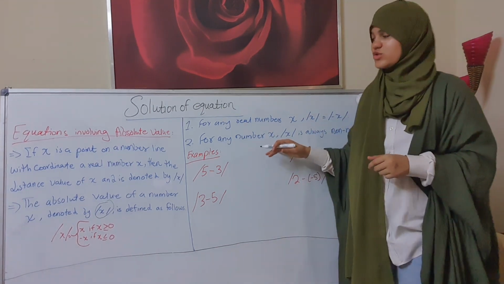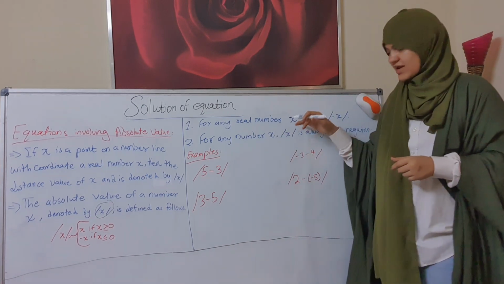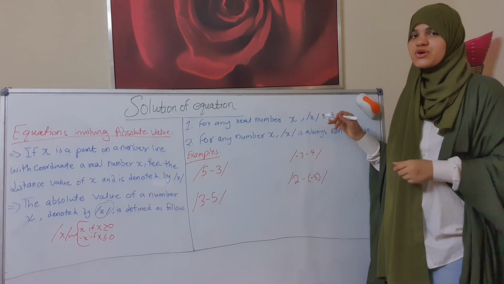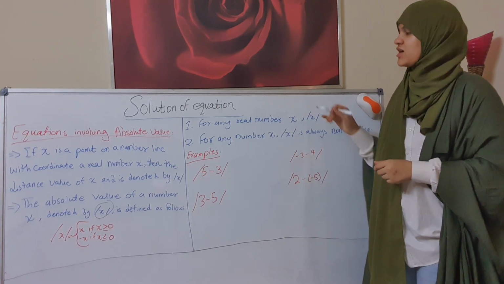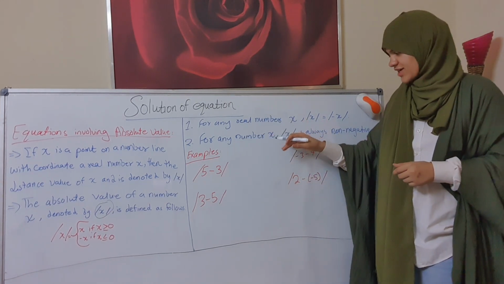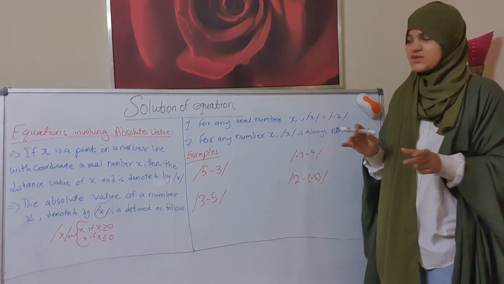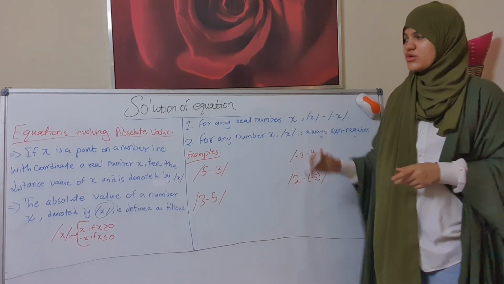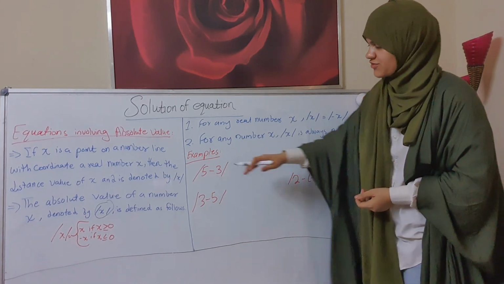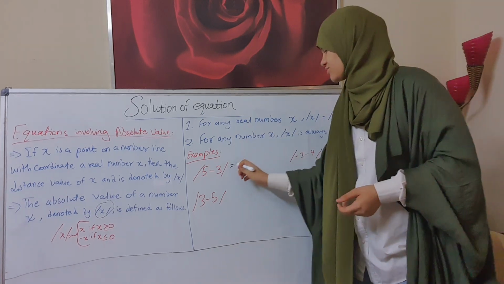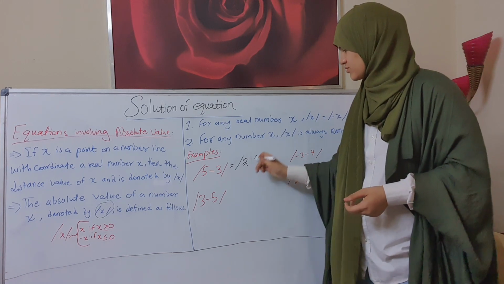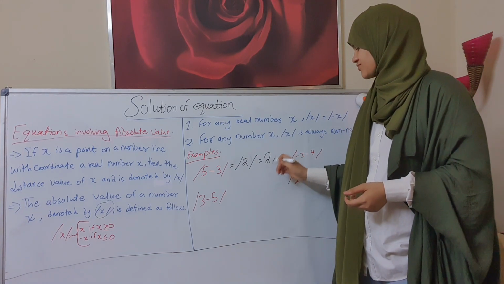Now here also another note, which says for any real number x, the absolute value of x is equal to the absolute value of negative x. And number 2 says for any number x, the absolute value of x is always non-negative. Here are some examples about equations involving absolute value. For example, the absolute value of 5 minus 3 is equal to the absolute value of 2, so it is equal to 2.